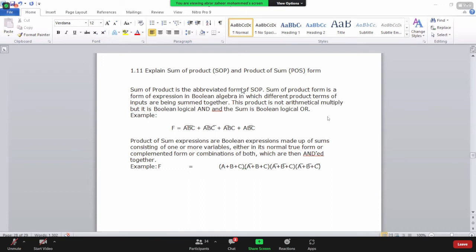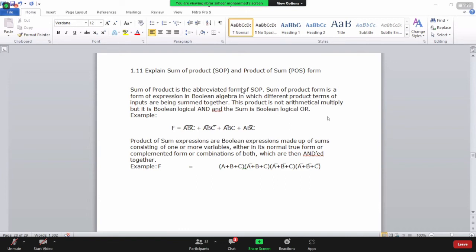So here the product terms are A bar B bar C, A bar B C bar, A bar B C, and A B bar C. Okay. So these are the product terms, and when we add them, it forms the sum of products. So F is equal to A bar B bar C plus A bar B C bar plus A bar B C plus A B bar C. This is an example of the sum of products for the three variables A, B, and C.